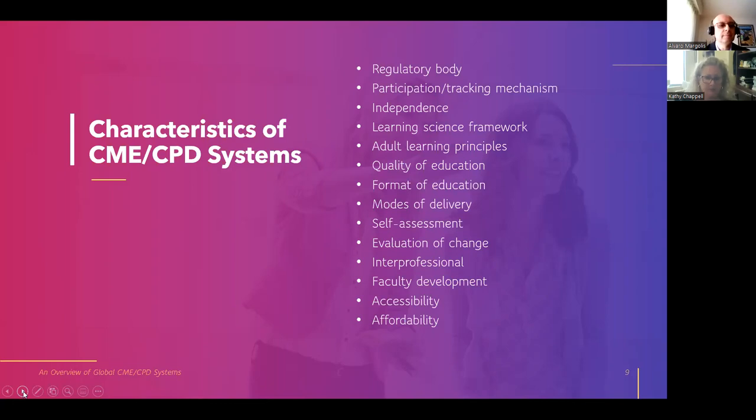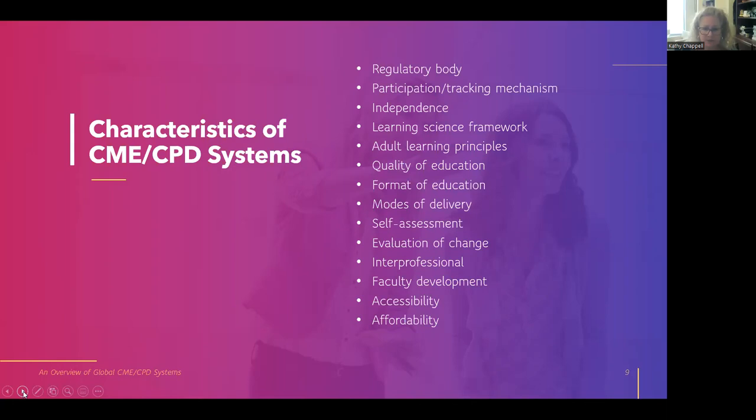We look at independence. We look at whether education is developed independently from the influence of a commercial interest organization like a pharmaceutical company. In some areas of the world, CME is predominantly provided by pharmaceutical companies, and in other areas of the world, there are strict standards that separate the ability of a pharmaceutical company to have influence over the learner or over the content that the learner is engaging in.